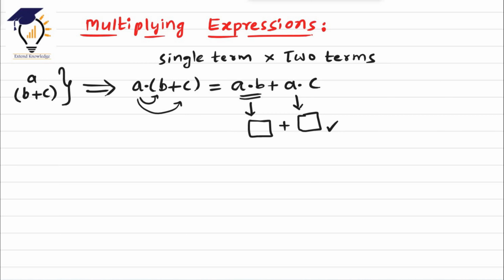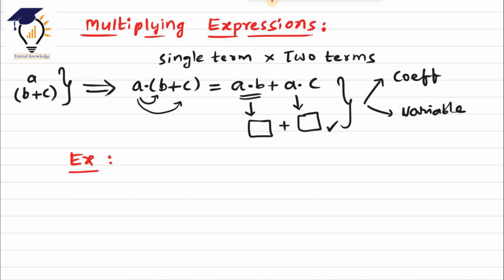So how do we multiply individual terms? Already we have seen that. The coefficients will be multiplied, and the variables have to be multiplied separately with the same base. This is what we have learned, and the same thing we are going to apply. I'll put one example here on how to multiply. Example question: 4x times x plus 10. What it means is we want to multiply 4x and x plus 10.